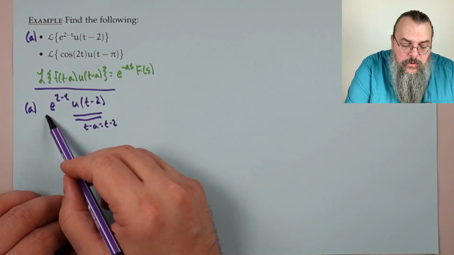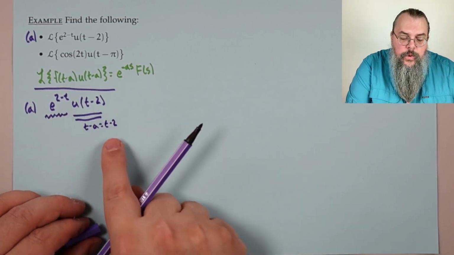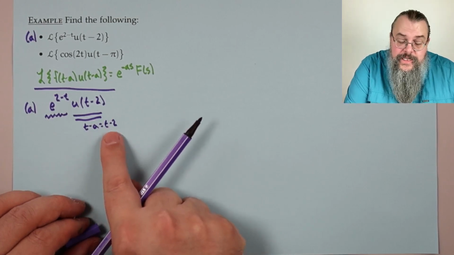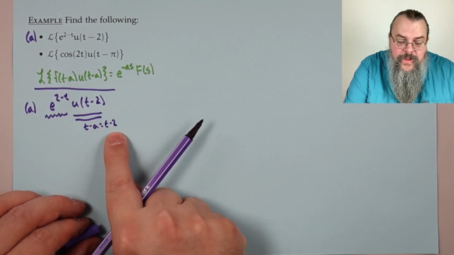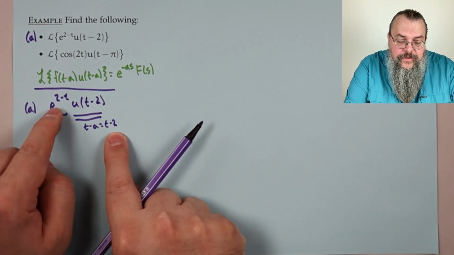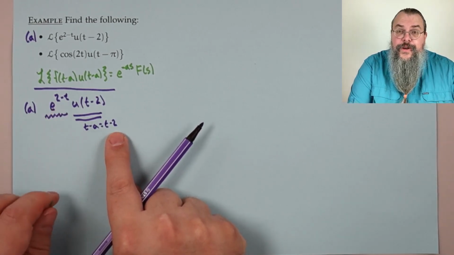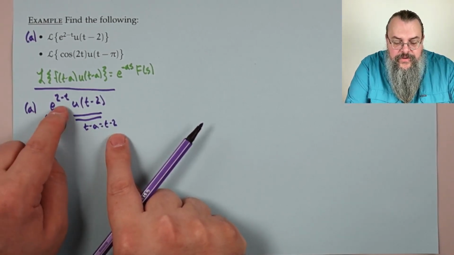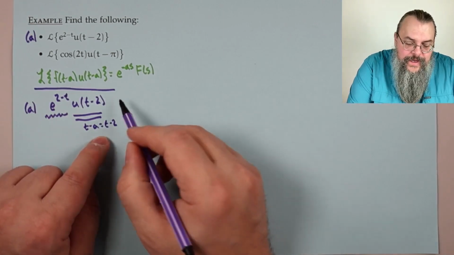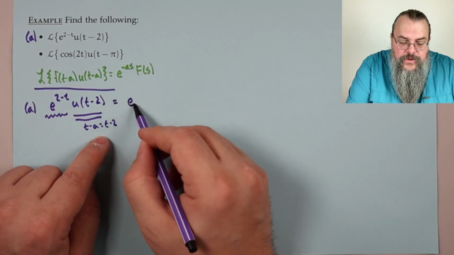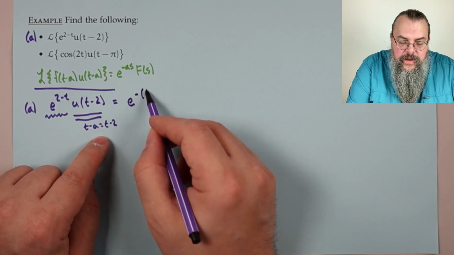Now, what's attached to it, we want to make sure is in terms of t minus 2. Right now, what does it say? It says 2 minus t. So how do we make a 2 minus t look like a t minus 2? Well, that's not so bad. What we can do is pull a negative out.